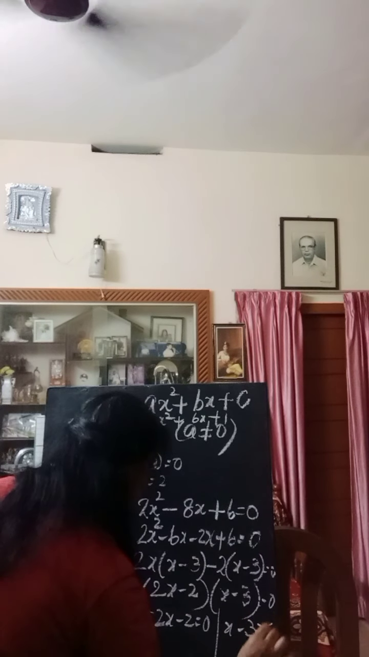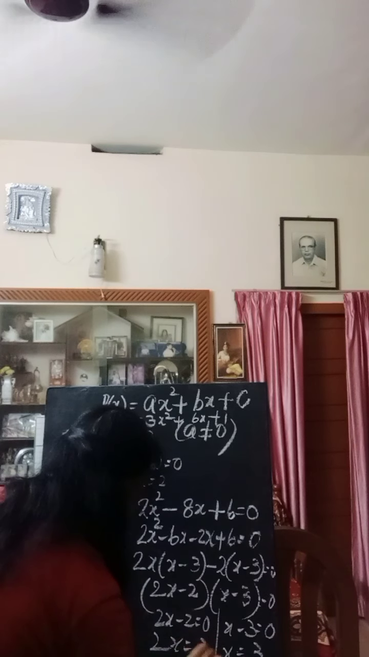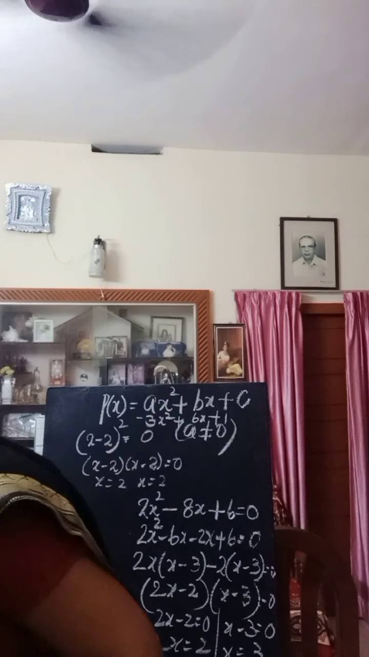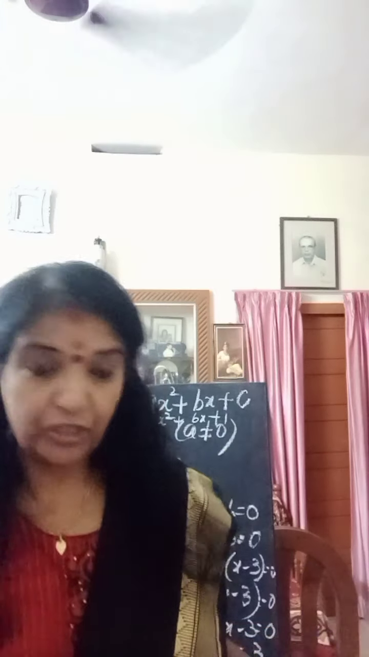So 2x minus 2 equal to 0, one equation. x minus 3 equal to 0, so x equal to 3. Here 2x equal to 2, x equal to 1. This is one quadratic equation. The two roots are x equal to 1 and x equal to 3. So we can mention the two roots: one root alpha is equal to 3 and beta is equal to 1.